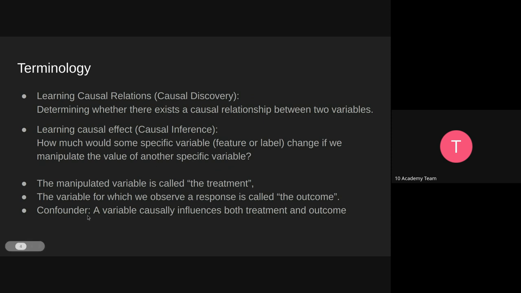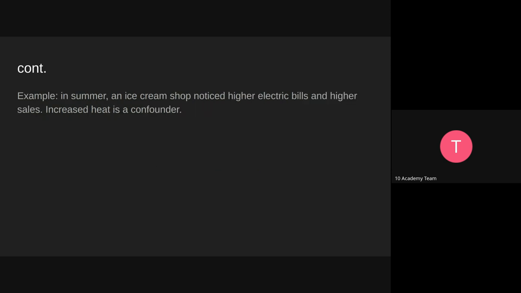Again, this is the definition of a confounder: the variable that causally influences both treatment and outcome. So you need to account for it. If you want to measure the relationship between these two, we have to account for any other confounder. It can be a variable that you know of, or it can be a hidden variable because you didn't measure it, or you have no way of measuring it. This is the example of the ice cream that we talked about before.